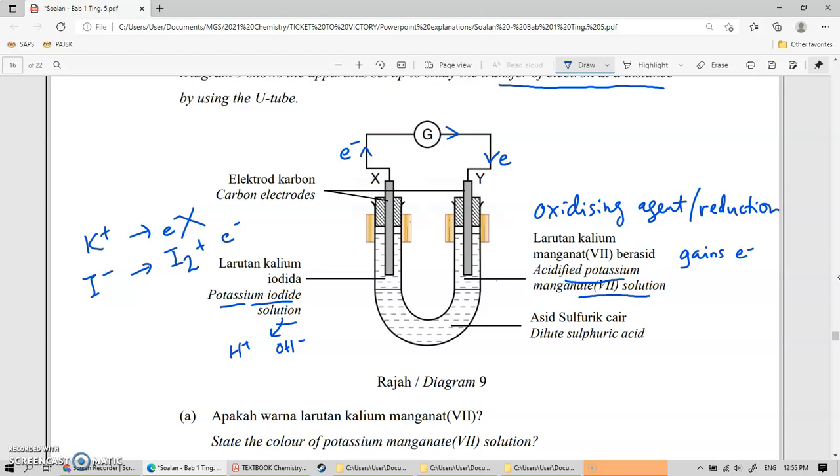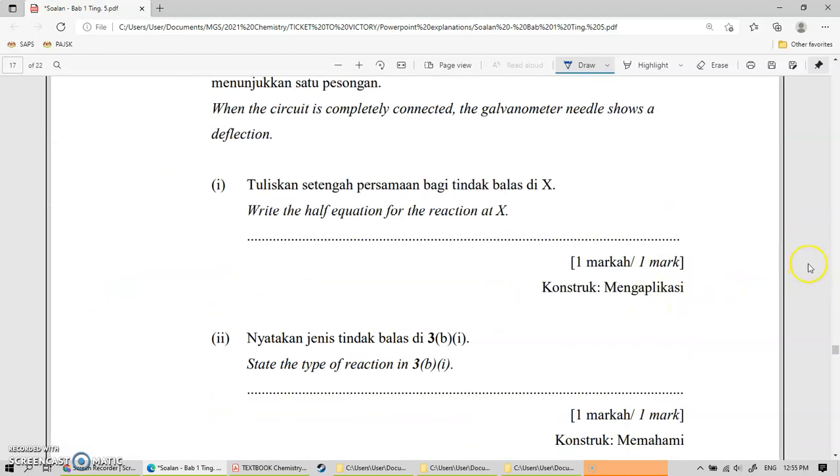If there are two I's, you have two iodide ions, so there are two negatives on the left side of the arrow. Therefore on the right side of the arrow, you also have two electrons. So this is the half equation: 2I negative gives you I2, which is iodine, plus 2 electrons. What's the type of reaction? Lose electron, so it is oxidation.